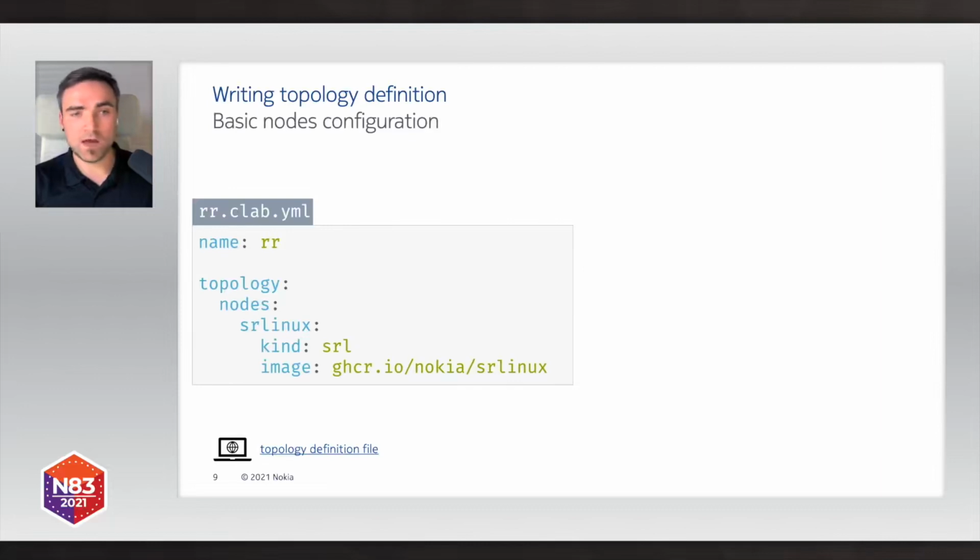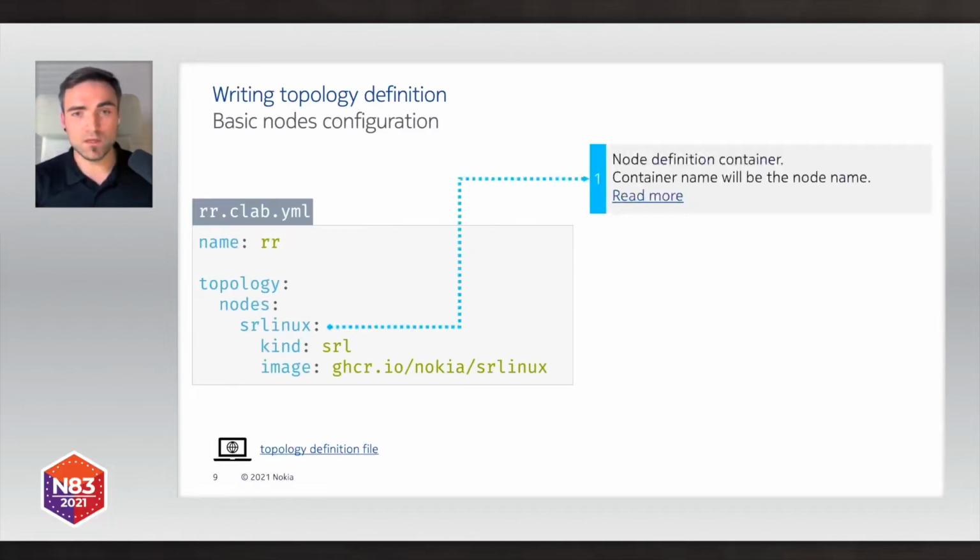So here I demonstrate a single container named srlinux, so that I can show you what the node definition syntax is. Every node must have a name. In my case, I named my srlinux node very creatively. It is srlinux. The name of the node can be really any string that you'd like. They just need to be different.